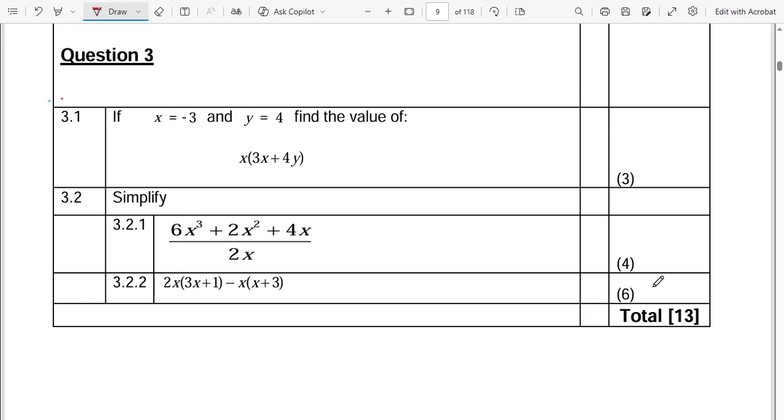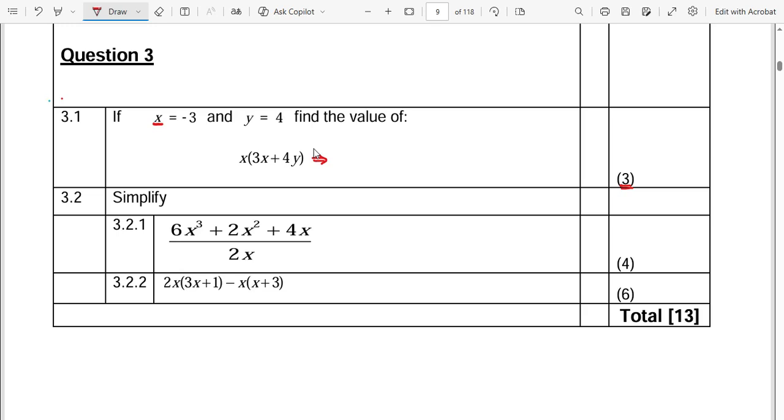So looking at question 3, how do we get those 3 marks? When you look at this, it has to do with what we call substitution. They tell you the variable value, and all you have to do is substitute into the given equation. So this one, they say if x is minus 3 and y is 4, find the value of this, meaning that in this equation, where there's x, we put minus 3, and where there's y, we put 4.